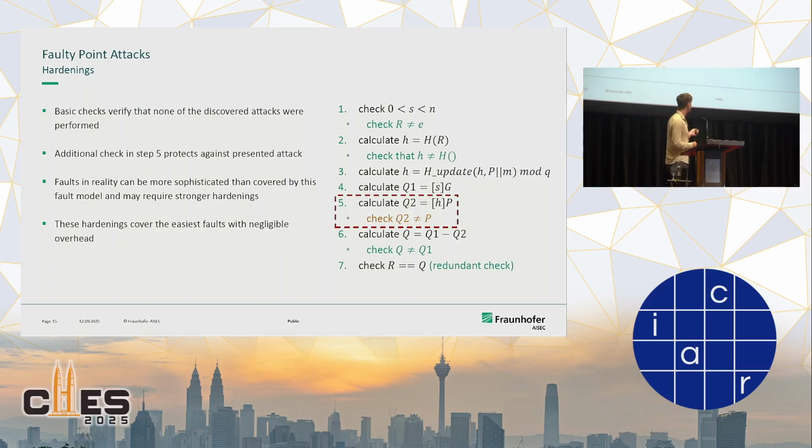And these are all basic memcompares, so they don't really contribute to the runtime at all. It's really a negligible overhead, and they can already defend against the low-hanging fruits. Of course, if we extend the fault model further, other attacks might be possible, but at least this gives some basic level of security, which is not really there at the moment because the implementations that we checked don't really implement any countermeasures at this point.